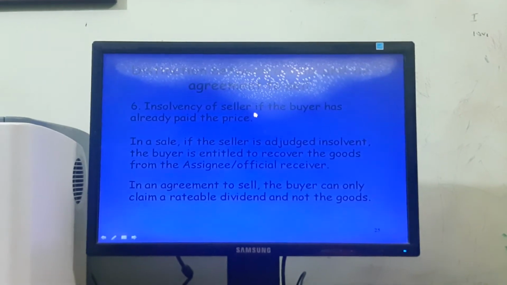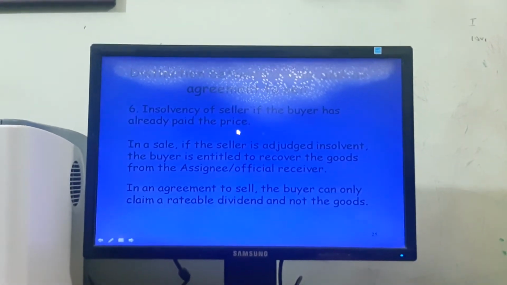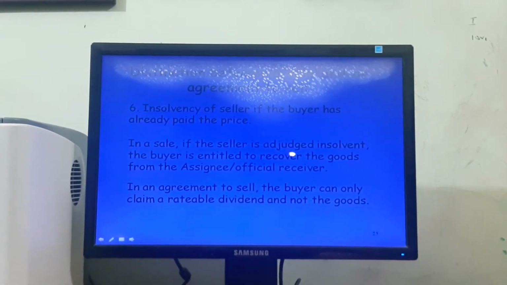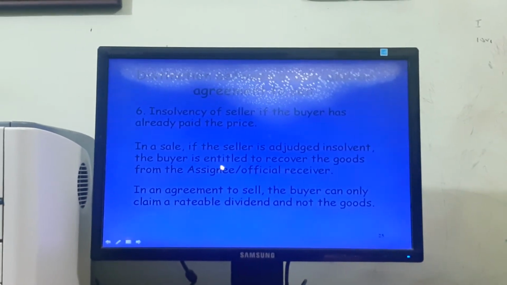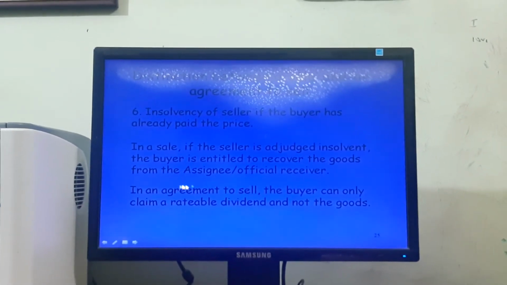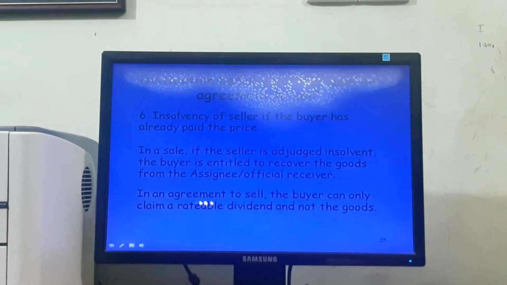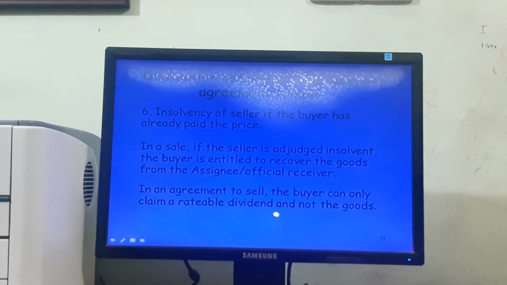Insolvency of seller if the buyer has already paid the price. In case of sale, if the seller is insolvent, the buyer is entitled to recover the goods from the assignee or official receiver. And in case of agreement to sell, the buyer can only claim a rateable dividend and not the goods.